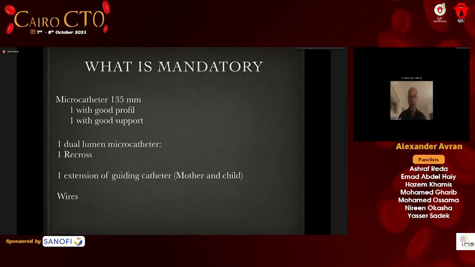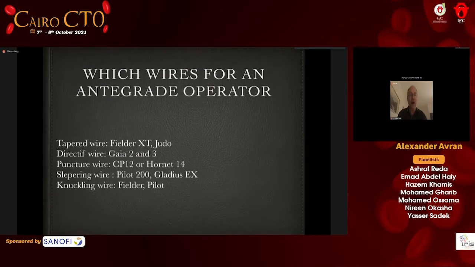And then we have the wires. So which wires do we need for an antegrade operator? I think you don't need 20 different wires. You need maybe 6 or 7 wires. You need a tapered wire, to catch some microchannel if you have a tapered cap, so the Fielder family, the Judo family. You need some directive wire, like the Gaia family, so I think Gaia 2, Gaia 3, if you want, Gaia 1.